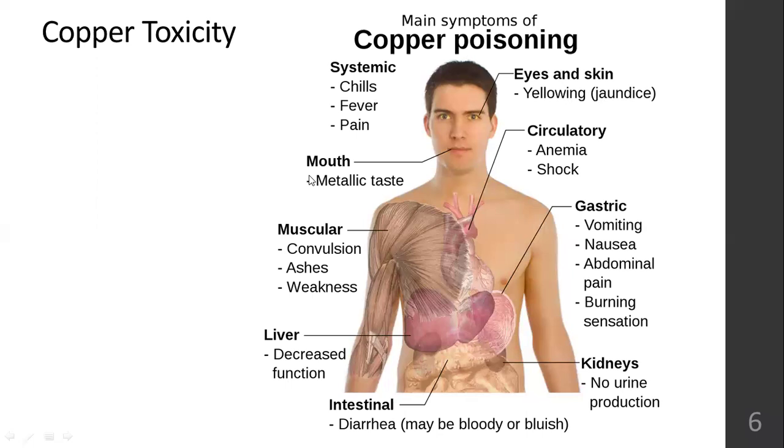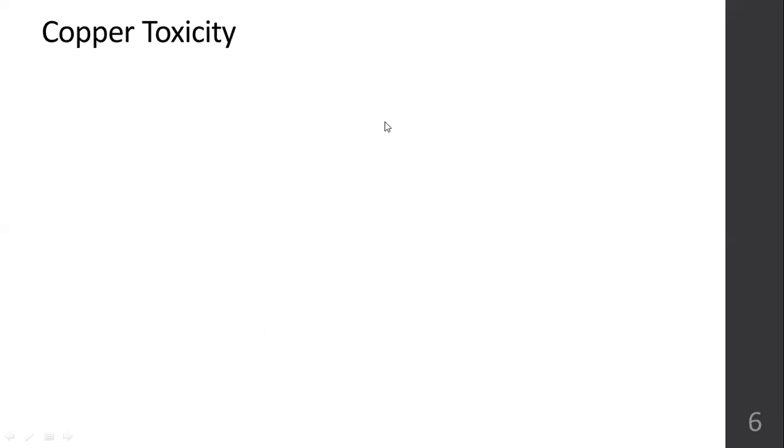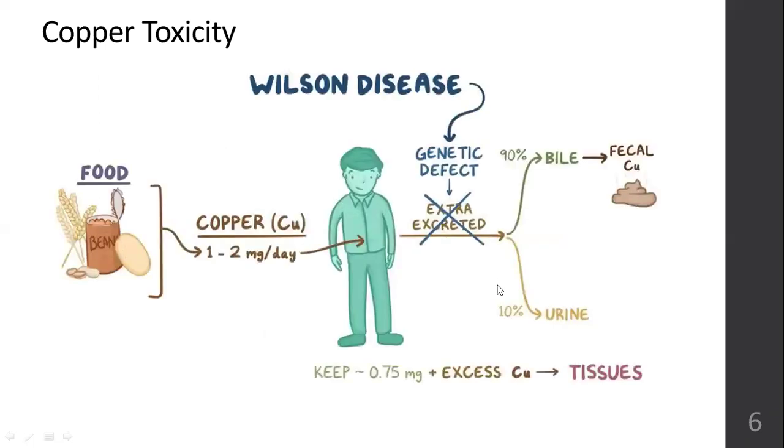And in Wilson's disease, even in your eyes, okay, there is a circle of copper that is deposited in the circumference of your iris. So that is also seen in Wilson's disease. Even in your eyes, copper metal will get deposited. So that is called Wilson's disease, copper toxicity.